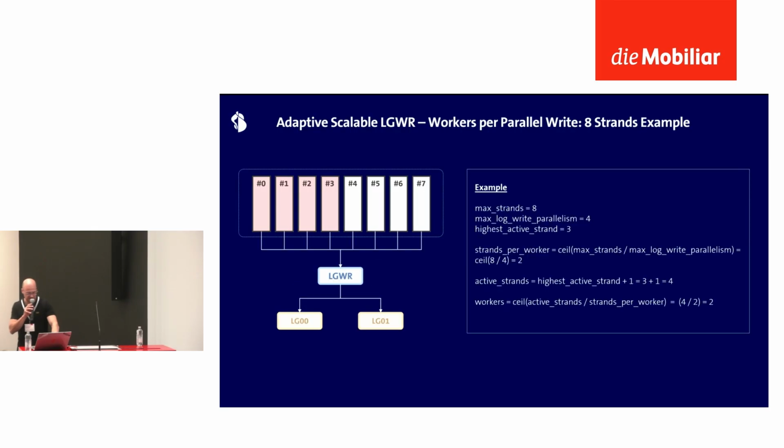What Oracle does is it checks how many public redo strands we have, how many of these strands are active, and then it calculates an average of strands per worker. It checks at runtime what the highest active strand is, and then it divides these values. In this example, with 8 strands, 4 of them active, we get a parallelism of 2.